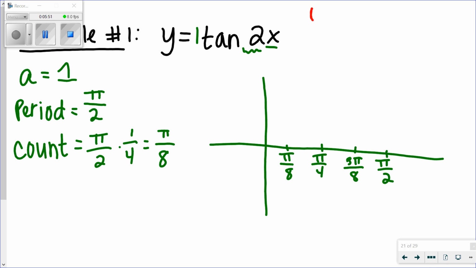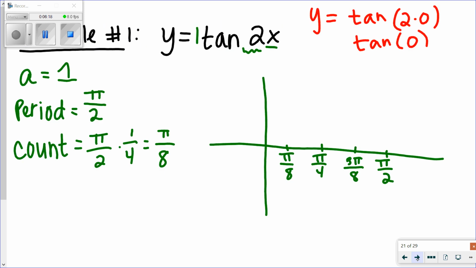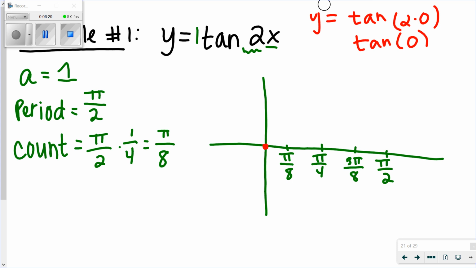So if I plug in 0 to my function, we get y equals the tangent of 2 times 0, which means we're calculating the tangent of 0 degrees. If I pop back over to tangent at 0 degrees, the tangent there is 0. So that is my first point, 0, 0.